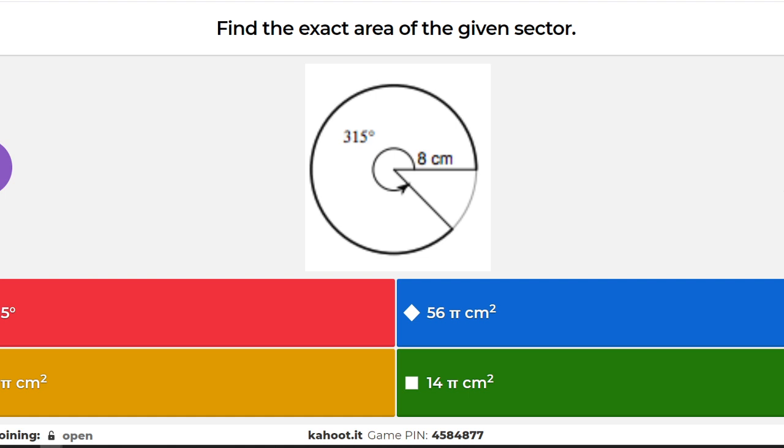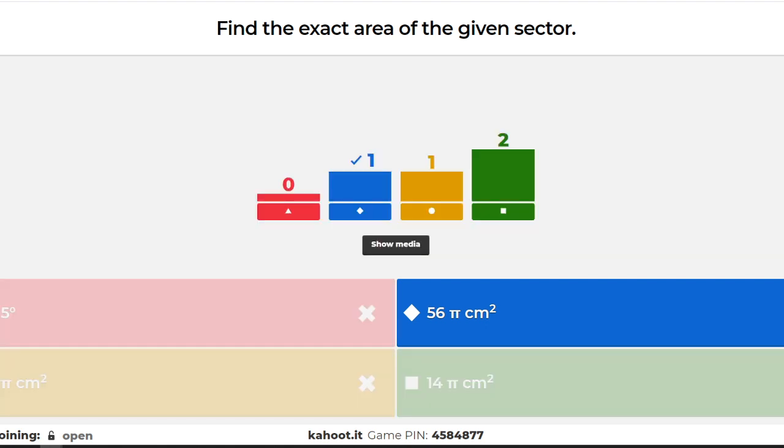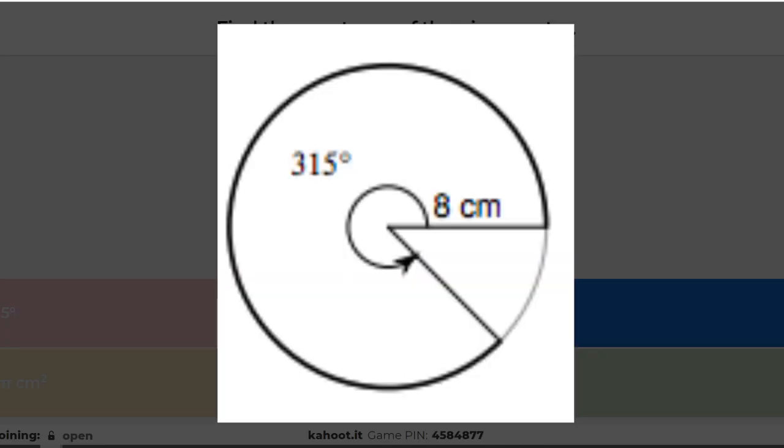Hey. This one looks just like the ones we've had in class. All right, only one person. Maybe that's Mikhail again. This is sector area, so 315 over 360, because the sector area is always over 360.